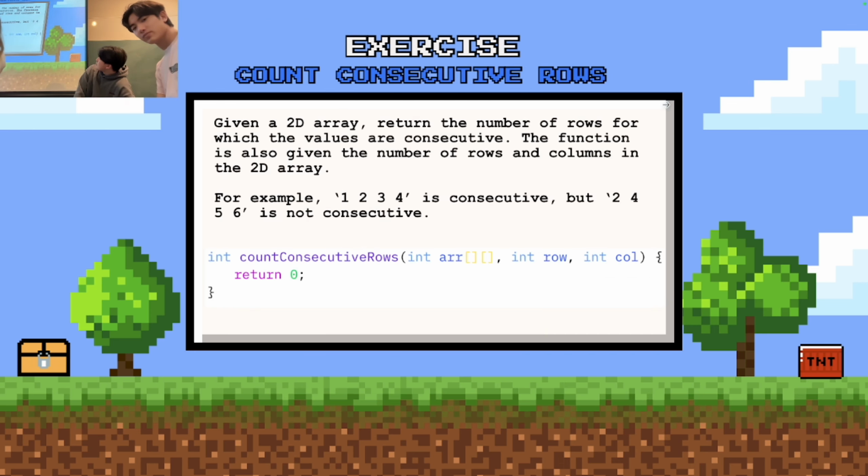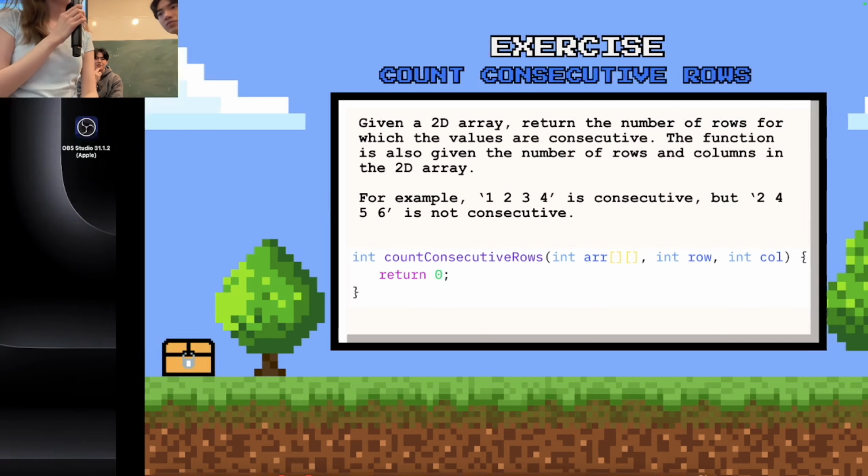Now we're going to do a coding exercise: count consecutive rows. Given a 2D array, return the number of rows in which the values are consecutive. For example, 1, 2, 3, 4 is consecutive, so we add 1 to the count because that's a consecutive row. But if it's 2, 4, 5, 6, that's not consecutive. So I'll show you how to do that.